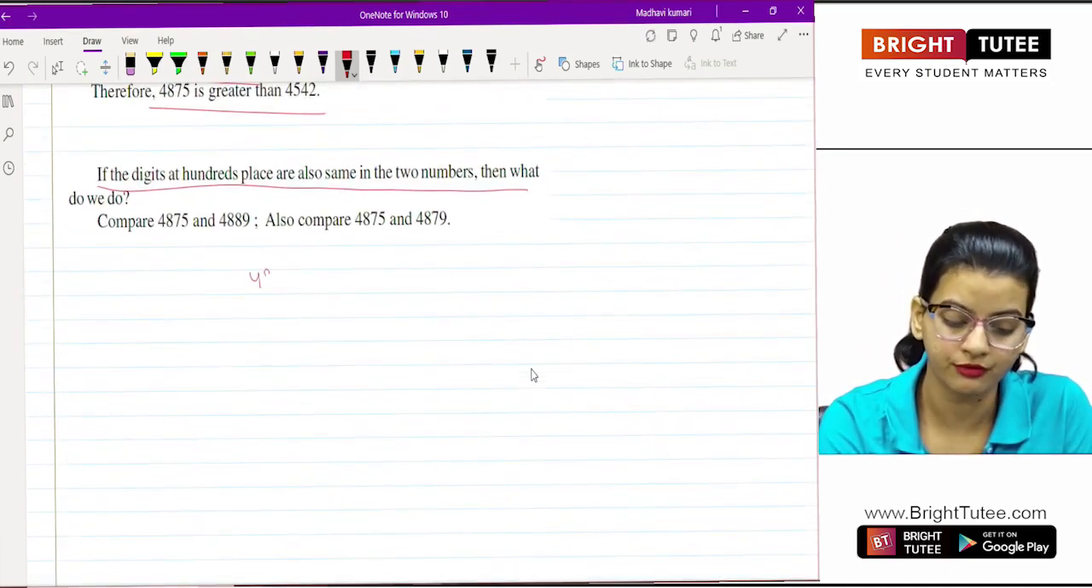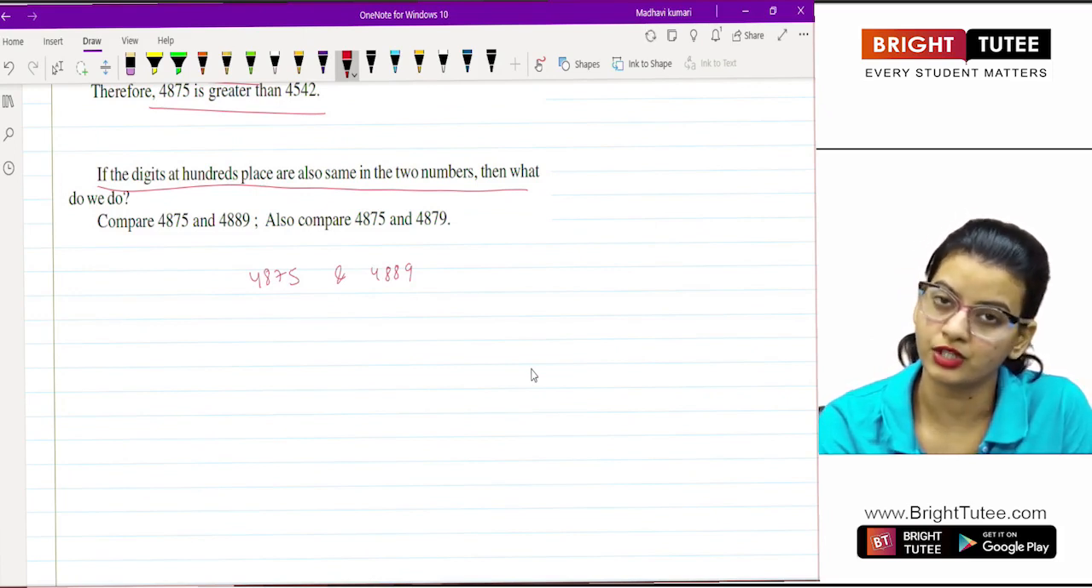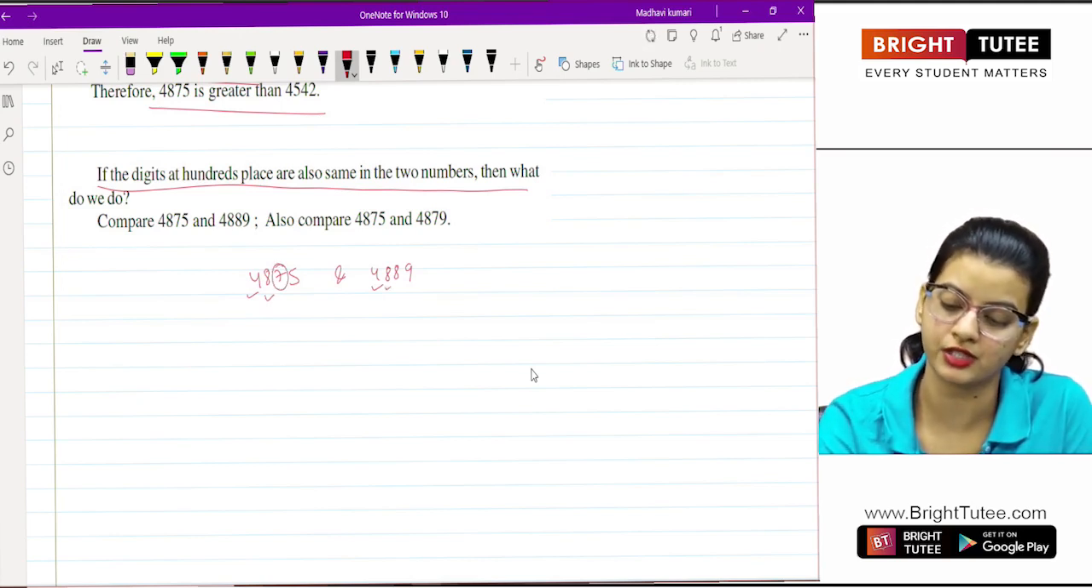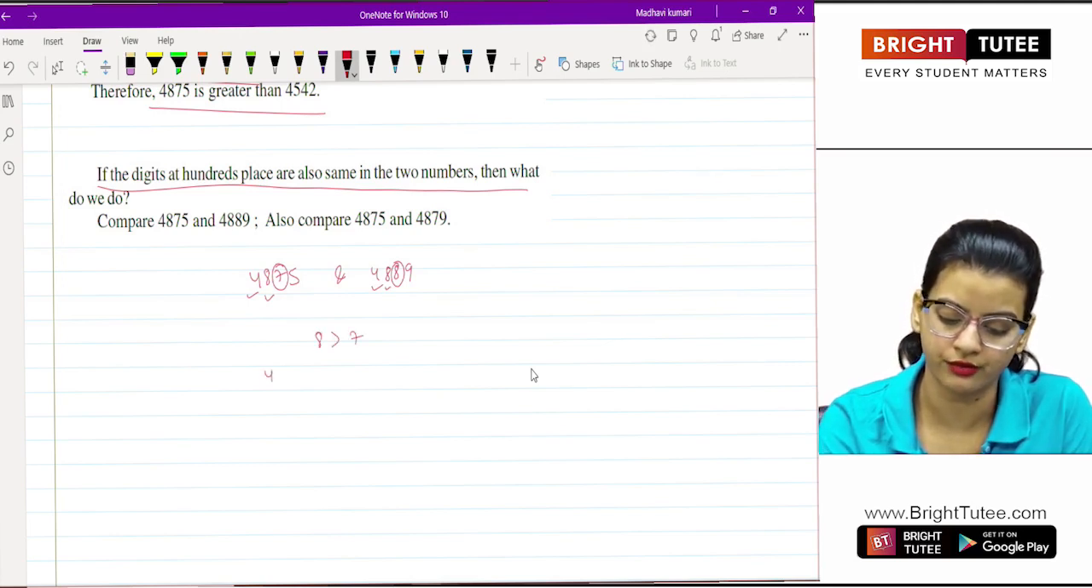For example, 4875 and 4889. In both these cases we have 4-digit numbers, the digit in the thousands place is the same, and the digit in the hundreds place is the same. So next we compare the digits in the tens place. Since 8 is greater than 7, we can say 4889 is greater than 4875.